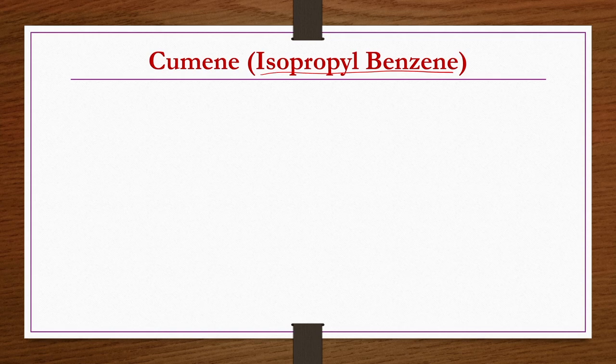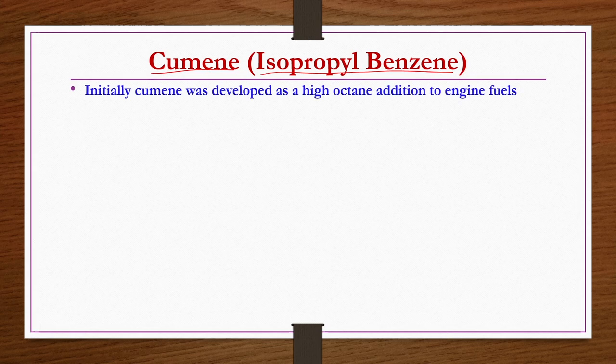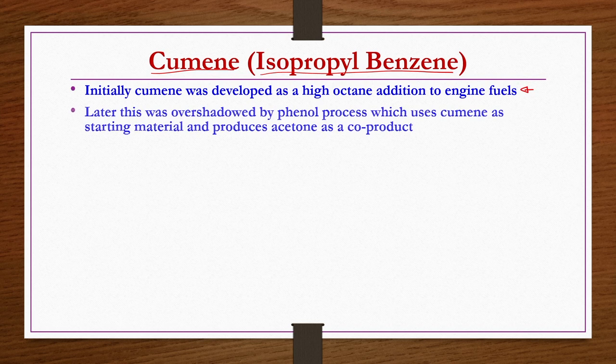Now, we discuss the production of cumene by reaction between benzene and propylene. This cumene is also known as isopropyl benzene. In fact, the chemical name is isopropyl benzene, and the commercial name is cumene. Initially, cumene was developed as a high octane additive to engine fuels, as I already mentioned, but nowadays it is primarily used for the production of phenol. When you produce phenol using cumene, you also get acetone as a co-product.